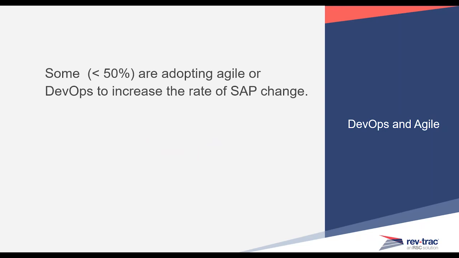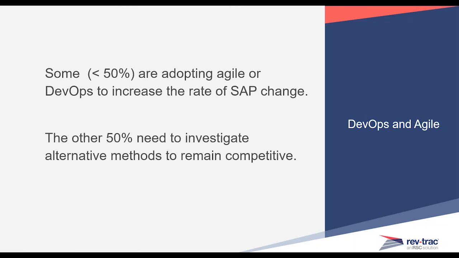For example, some are adopting agile or DevOps methodologies in an effort to achieve the required outcomes, but it's estimated that this is less than 50% at the enterprise level, about 27% doing it, reasonably committed to doing it now, around another 13% or so certainly looking at doing something within the next 12 months or so. But this means then that the other 50% are going to need to investigate alternative methods to remain competitive.